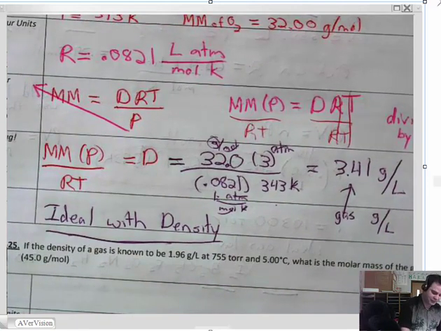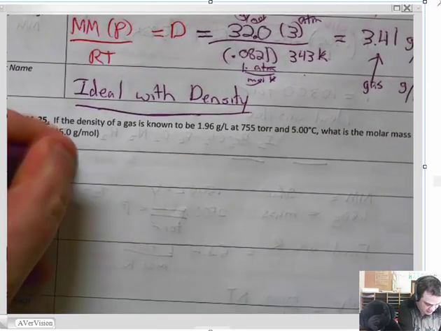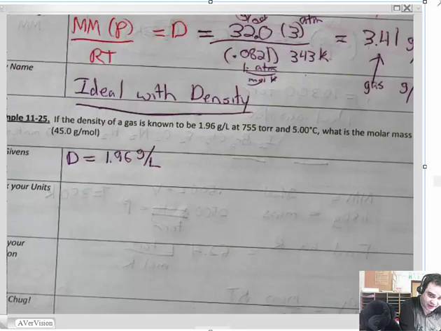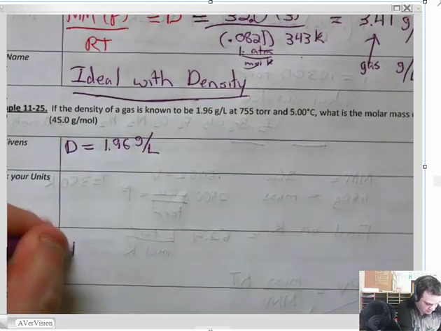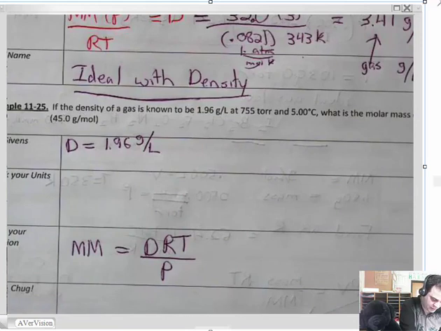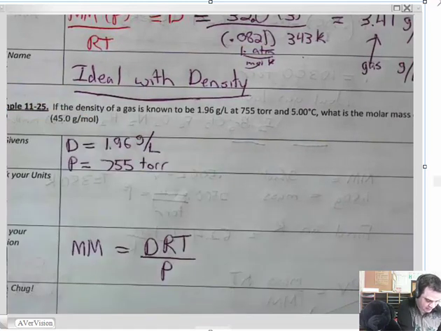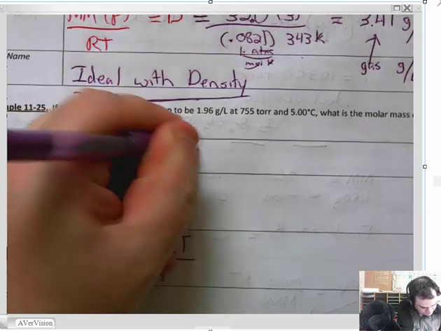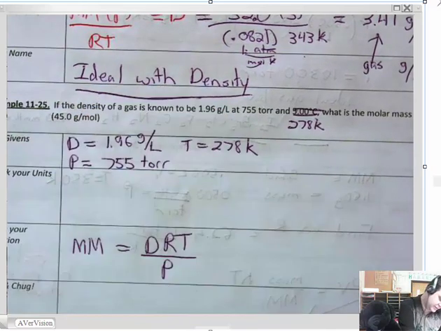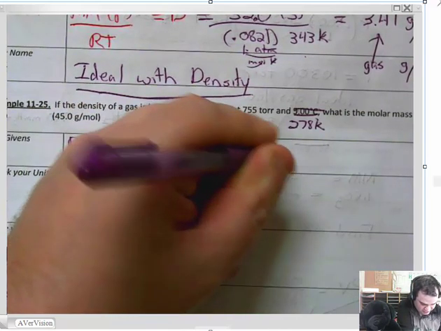Okay. Let's look at the next one here. If the density of a gas is known to be 1.96 grams per liter, since we're doing a gas law problem, I'm going to use the molar mass equals dRT over P equation. At 755 torr, we know that 755 torr is the pressure, and 5 degrees Celsius, we have to use 278 Kelvin for the temperature. What is the molar mass? And the molar mass is in g/mol.